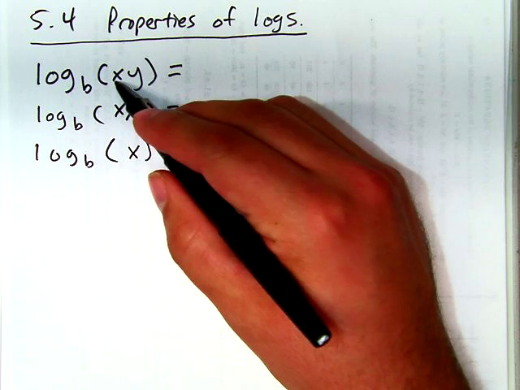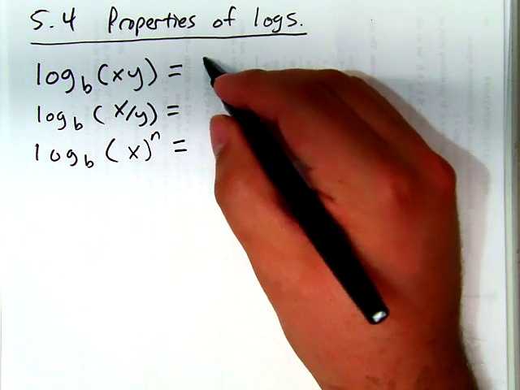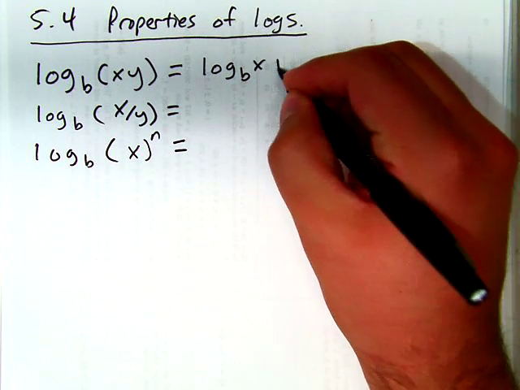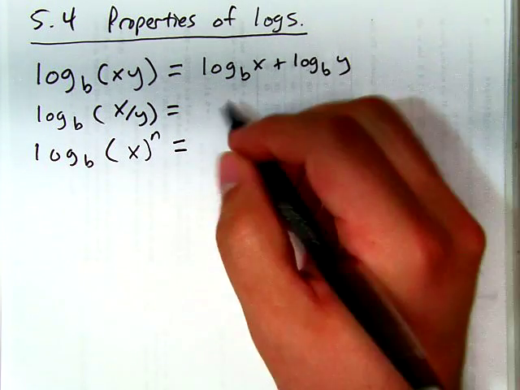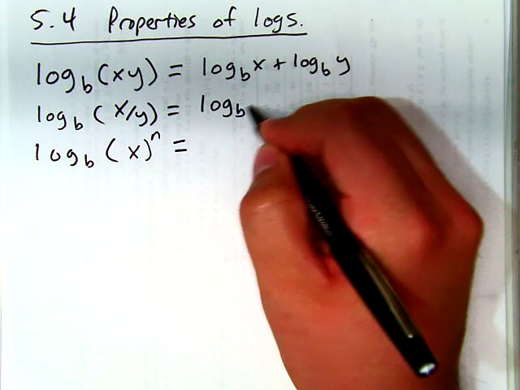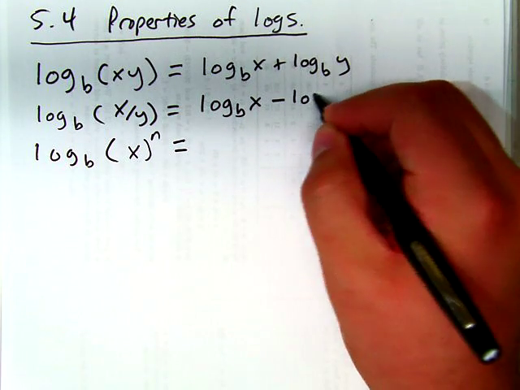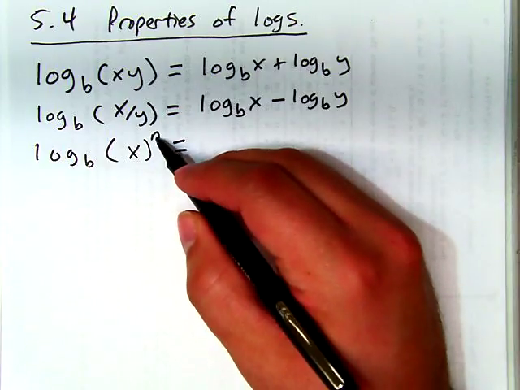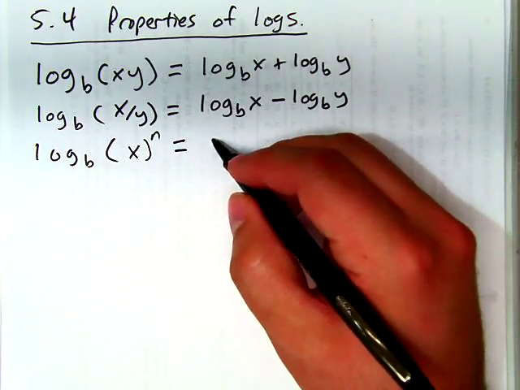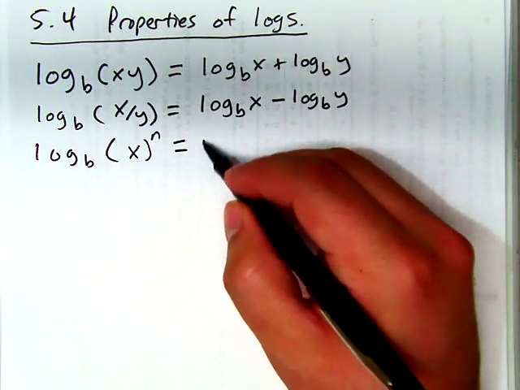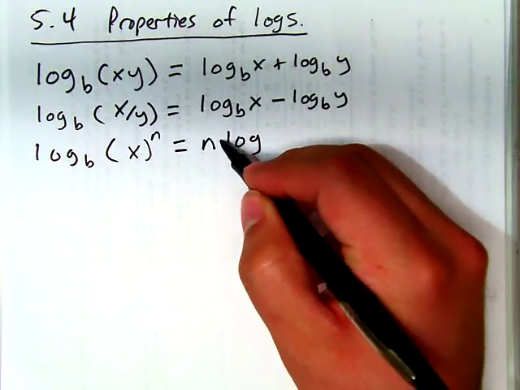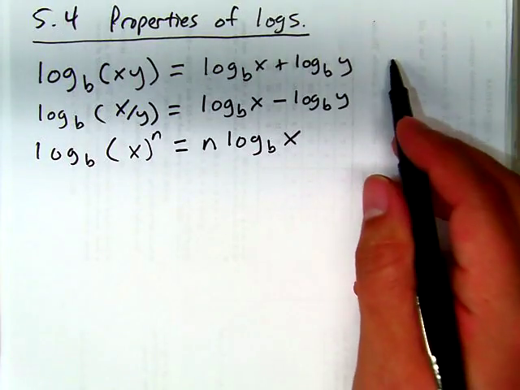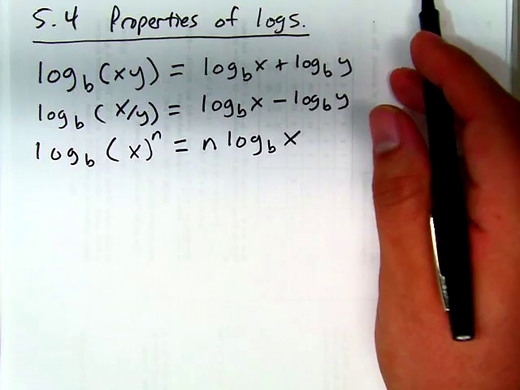Maybe you remember them, maybe you don't, but in case you forgot, when you are multiplying, you add. Sounds familiar, right? So this would be the same as log base b of x plus log base b of y. When you are dividing, you subtract. So this is log base b of x minus log base b of y. When you are doing a power, you multiply. So what's going to happen is this n goes in front of the log, so it's n times the log base b of x.